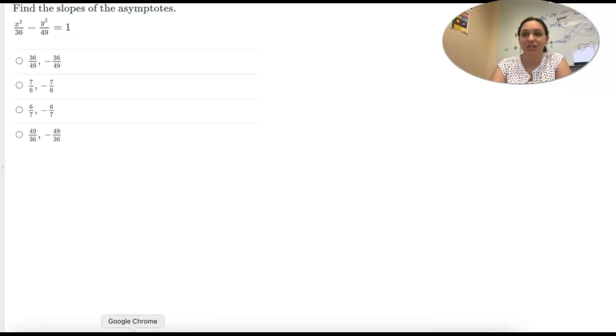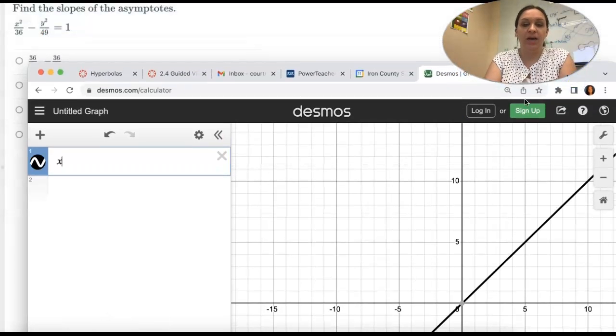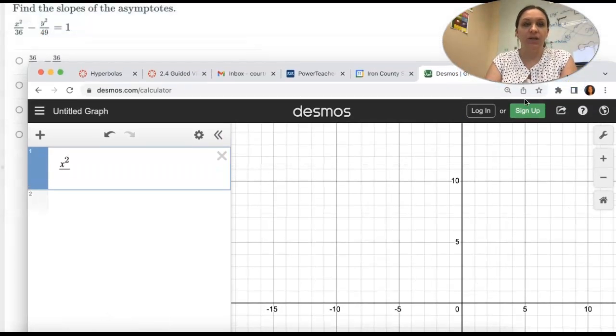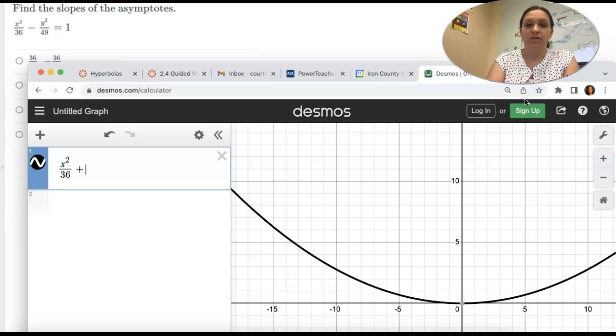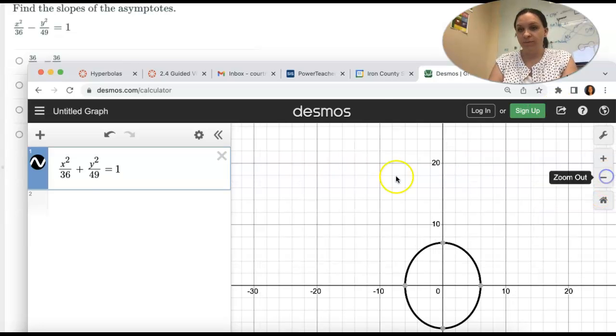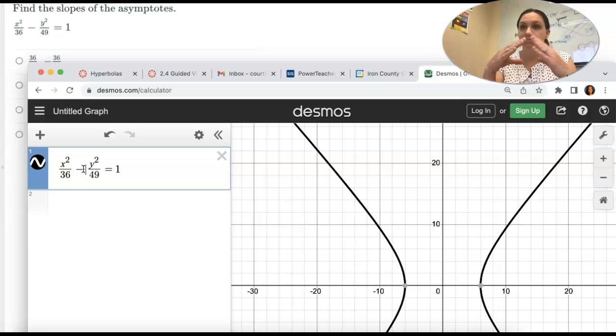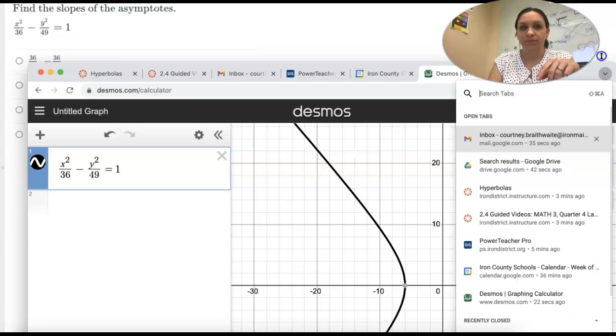So this last section is for our hyperbola. From our last section, we had ellipses, or an ellipse, and I'll graph that so we can get a memory. It's an oval, right? But when I change that plus to a minus, it goes the other way. So that's called a hyperbola.